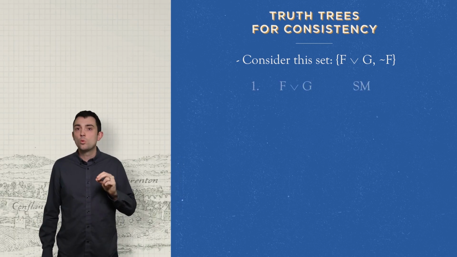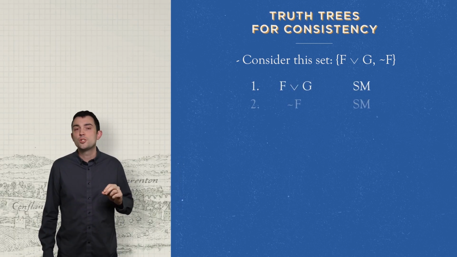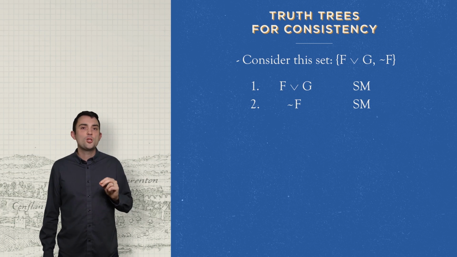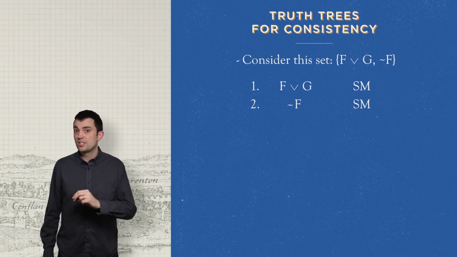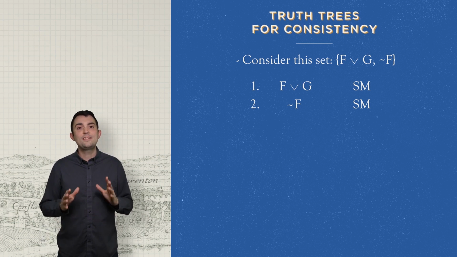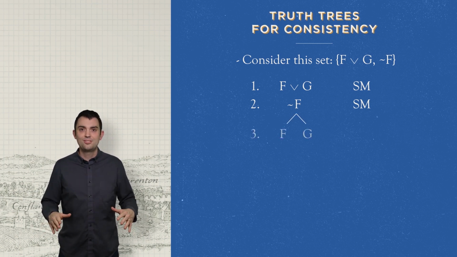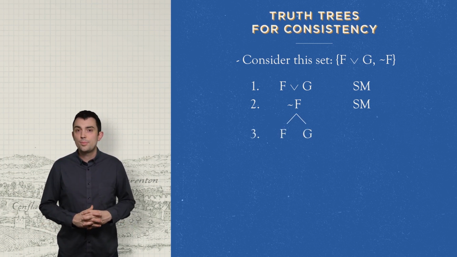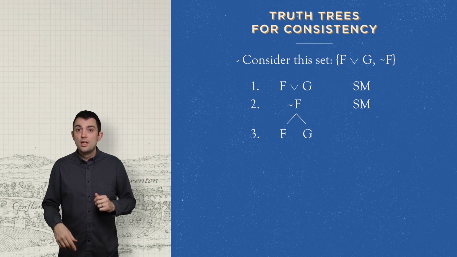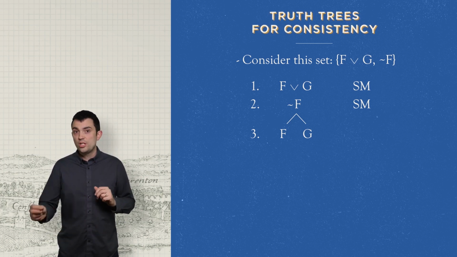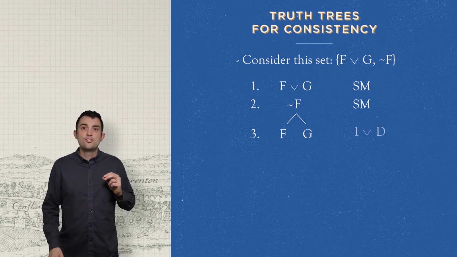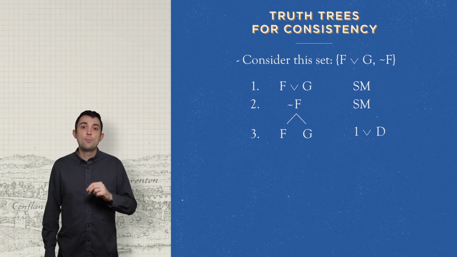So set member number 1 is F or G, set member number 2 is not F. Not F is already a literal, it's a negation of a simple proposition, but F or G is a compound proposition that we need to break down into its literals. In truth trees, disjunctions break down this way. They branch. That's because for the compound proposition F or G to be true, either F would have to be true or G would have to be true. So this is a disjunction decomposition from line 1.